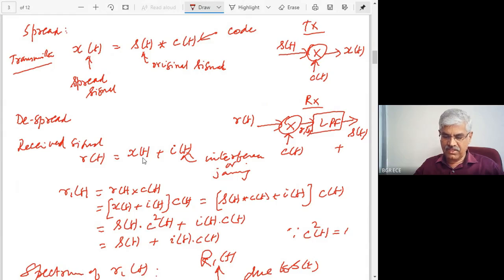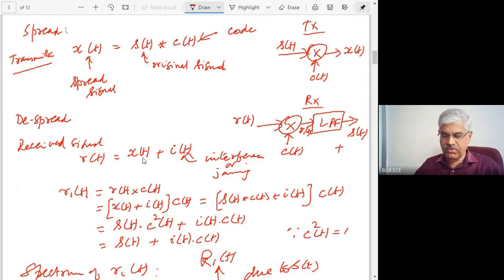So X of T is transmitted, but what is received is X of T plus some I of T, which is interference or jamming, something getting added. That is what gets into the receiver. The receiver also has a multiplier, which multiplies the received signal with the code. Now, this code is known to the receiver. We are intending to transmit to some known person, and the known person will know this code. Then only he can multiply this and get these things. If somebody happens to be an enemy, they will not know this. Therefore, they can't get back the signal in this manner.